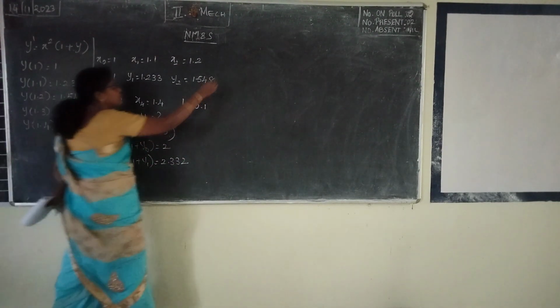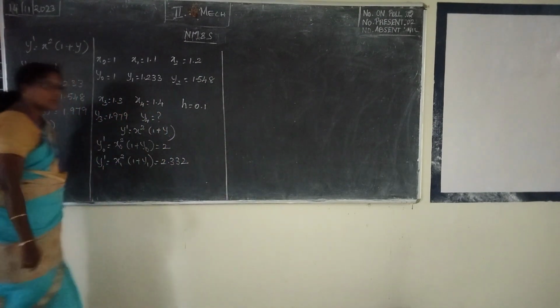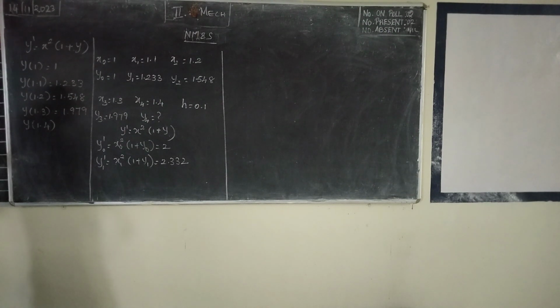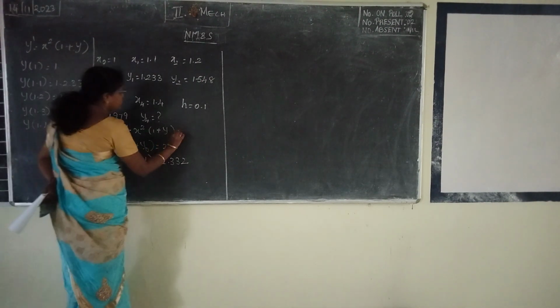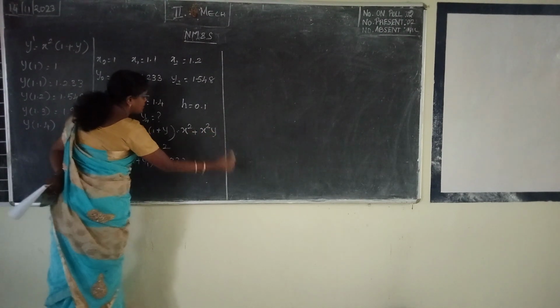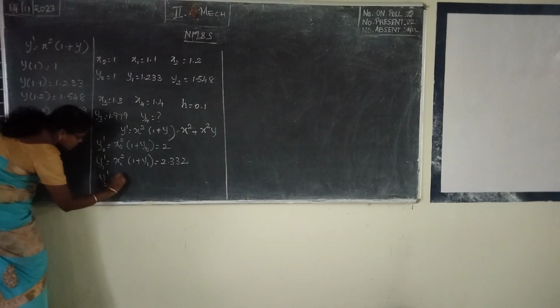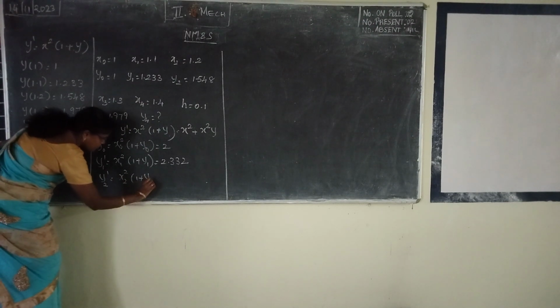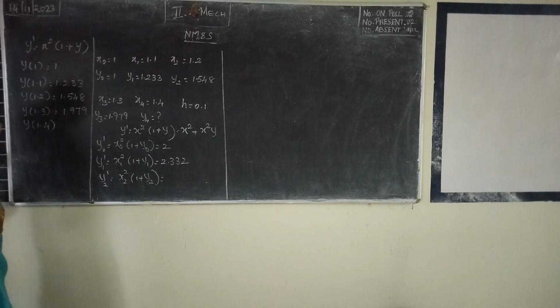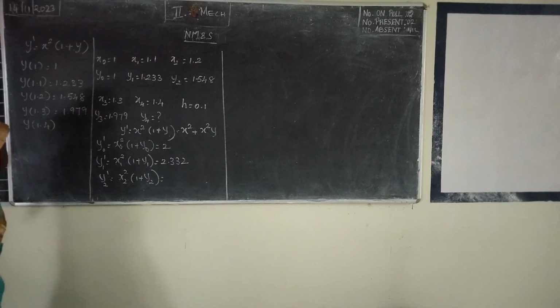Others do the parallel checking. That's your choice now, whether x square into 1 plus y is easy or expanding it is easy. Find y2 dash. So y2 dash equal to x2 square into 1 plus y2. So x2 value is 1.2, y2 is 1.548.